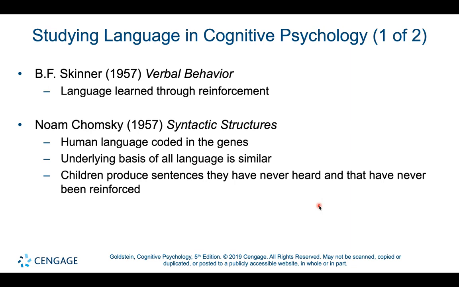So in cognitive psychology, the study of language can be traced back really to behaviorists such as B.F. Skinner, who argued that language is learned through reinforcement. Children start to produce language, they're rewarded for that behavior. Maybe they get praise or they get attention, or they start to interact with the world in a positive and reinforcing way. And so that's how they learn language.